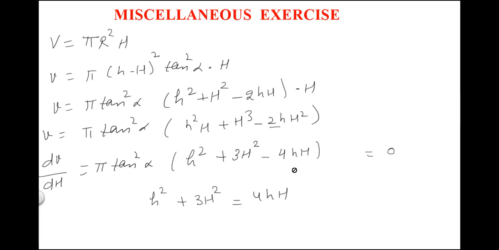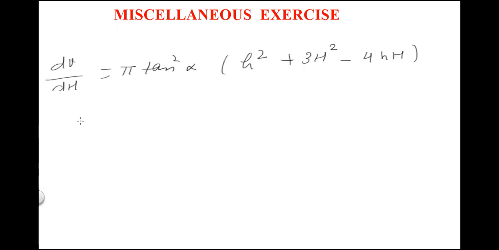Okay, so using it we will find out the second order derivative. Let us find that out. So we will get d square V by dH square is equal to pi tan square alpha as it is, and here h square differentiation is 0. 3H square will be 6H minus 4h.